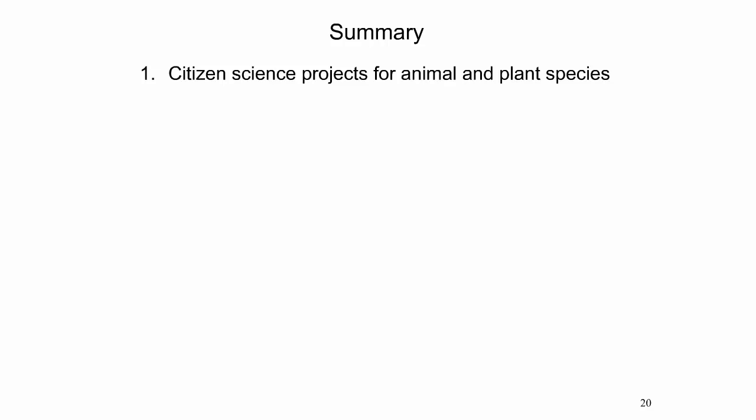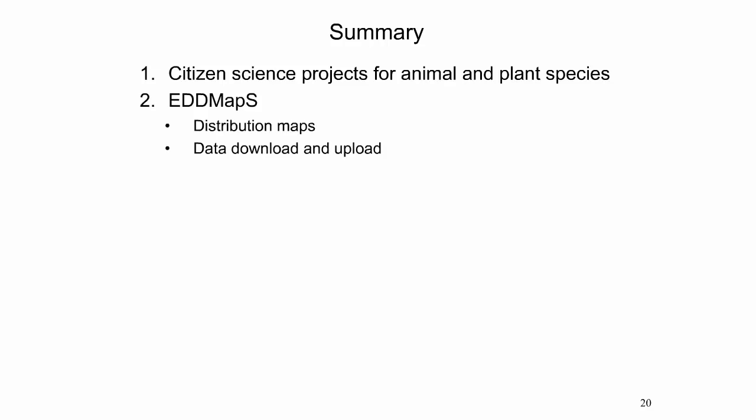This presentation gave an introduction to two crowdsourcing citizen science platforms that are commonly used to map observations of plant and animal species in the US and around the world. For EDDMapS, 3 different types of distribution maps were explained, along with the various data download and upload functions. For iNaturalist, the available filter types and options for displaying observation data were discussed.